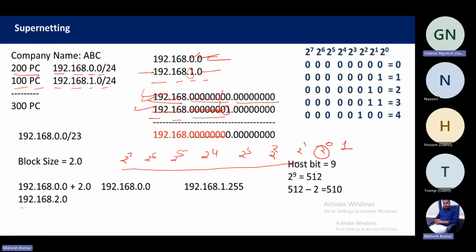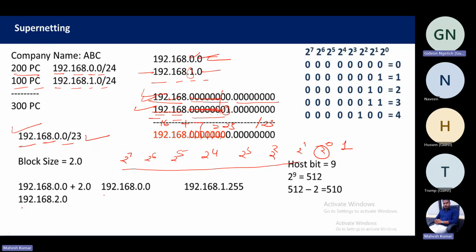Whatever is matching should be treated as on bits, like 1. So 1, 2, 3, 4, 5, 6, 7. How many bits do we already have? 8 plus 8 is 16 bits, plus 7 bits, so 23 bits in total. Our new CIDR will be slash 23, right? Correct? Yes, sir. So 192.168.0.0 with the new CIDR slash 23.